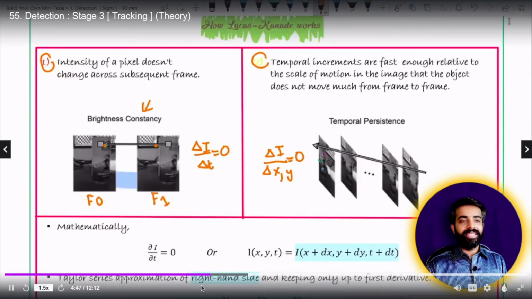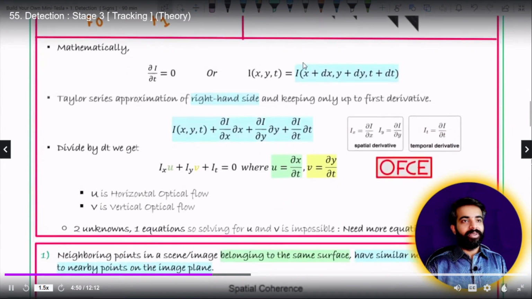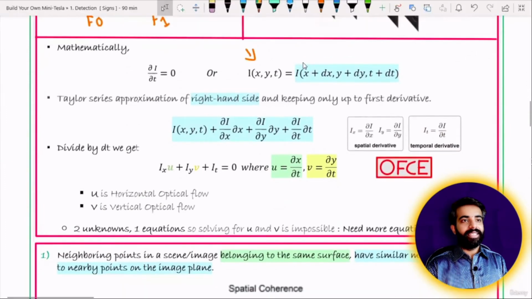To combine these 2 assumptions, what we get mathematically can be put right here. It says that the intensity at a specific location and a specific time is equal to the intensity with a small change in location and a small change in time. And expanding the right-hand side term, using the Taylor series approximation and keeping only the first derivative, what we get is this equation. Here the first term cancels out with the first term on the left-hand side. And this is equal to 0 now.